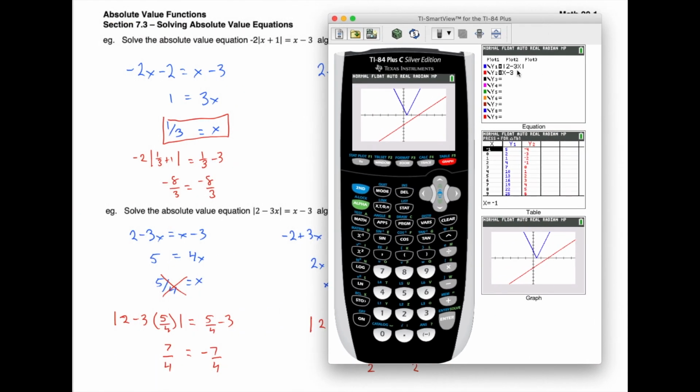So if we bring this one in, I have the 2 minus 3x on the one side and the x minus 3 on the other. And what we'll see here then is that these two graphs don't cross. So here's the absolute value of 2 minus 3x. The red line is the linear x minus 3. There's no intersection points between those. And so we see that there are no solutions then to this particular problem.